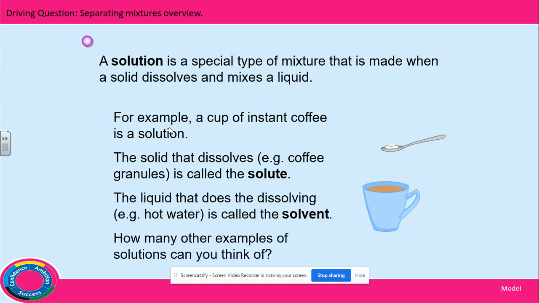How many other examples can you give? We have a lot of examples: seawater, gasoline, glass, steel, and air. Those are all different examples of mixtures.